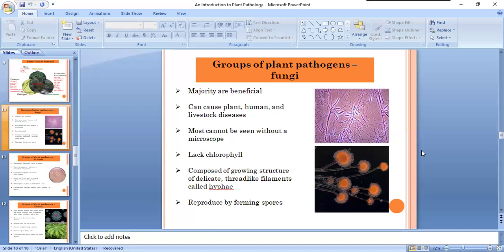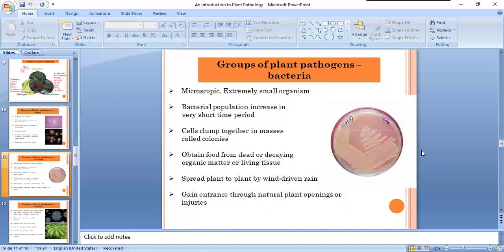Most fungi cannot be seen without a microscope, which means they are microscopic. They do not have chlorophyll pigments. They are heterotrophic, so they depend on others for their nutrition. Most fungi reproduce by spore formation.